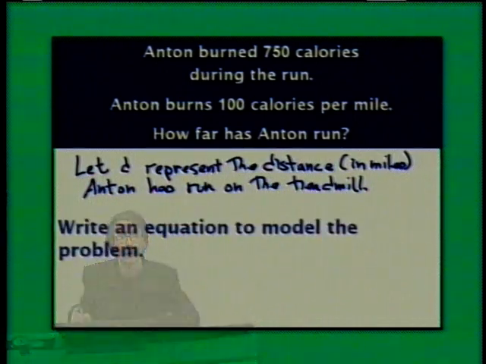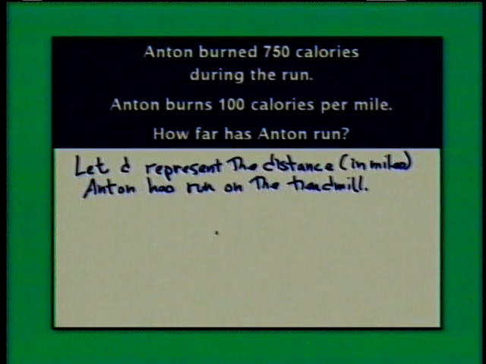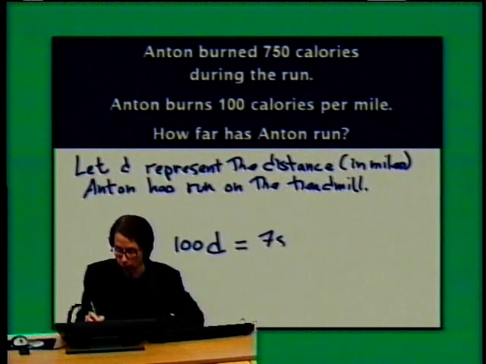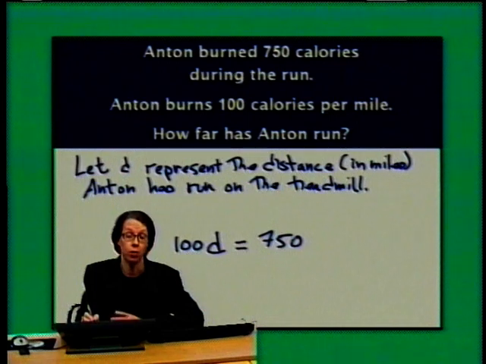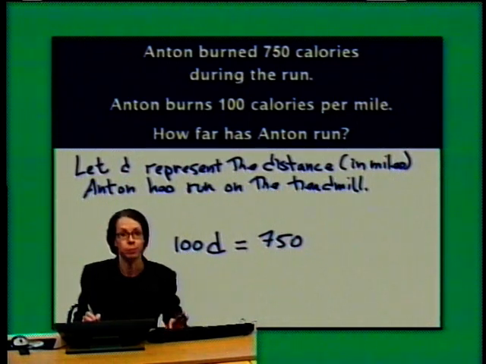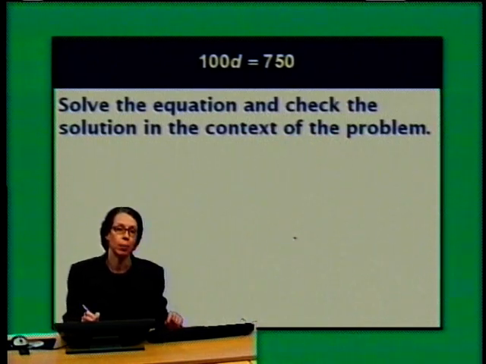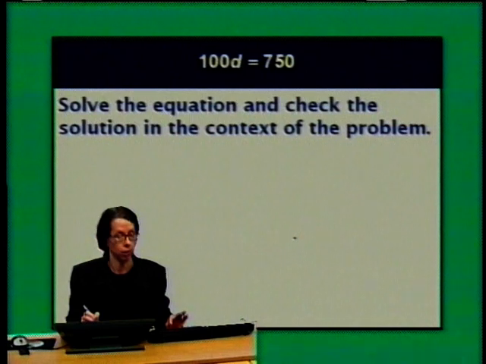Now I'd like to write an equation to model the problem. Well, we can think about what we did in our table. We took the distance Anton ran, and we multiply that by 100 calories per mile, and that equals the total number of calories burned. So now I have a very simple equation I can use to solve this problem. So let's solve the equation and then go back and check it, but this time check it in the context of the problem.